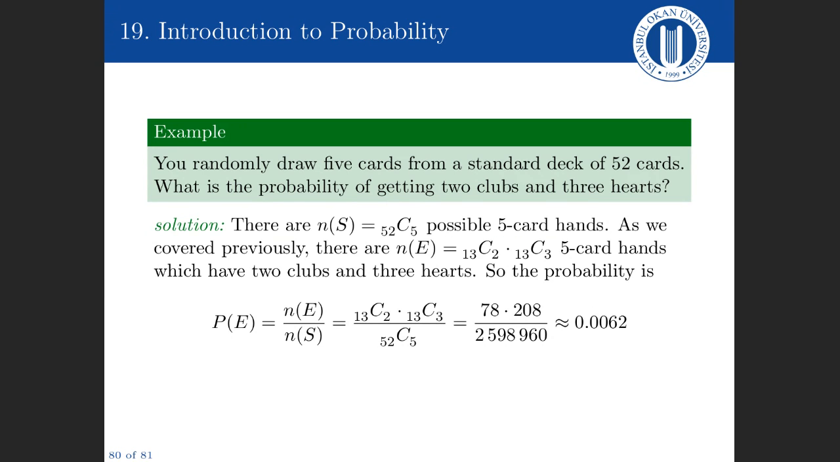We've previously calculated the number of 5-card hands which have 2 clubs and 3 hearts. To get the 2 clubs, it was 13 choose 2. To get the 3 hearts, it was 13 choose 3. So the number of elements in E is 13 choose 2 multiplied by 13 choose 3. Each one of these events is equally likely. So the probability of our event is the number of elements in E divided by the number of elements in S. We are calculating 13 choose 2 multiplied by 13 choose 3, divided by 52 choose 5.